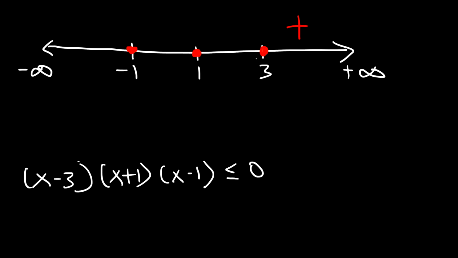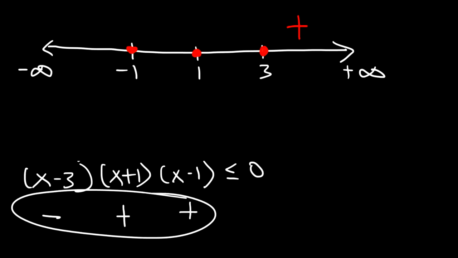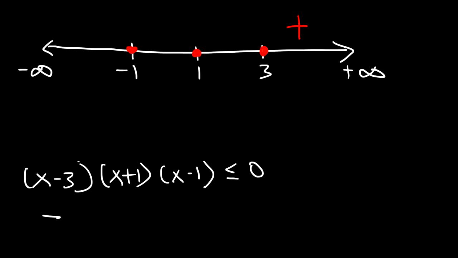Now let's pick a number between 1 and 3. So let's try 2. So 2 minus 3 is negative, 2 plus 1 is positive, 2 minus 1 is positive. So these 3 signs, when multiplied together, will give us a negative number. And the signs will alternate because the multiplicity of each 0 is 1. So the next one should be positive.